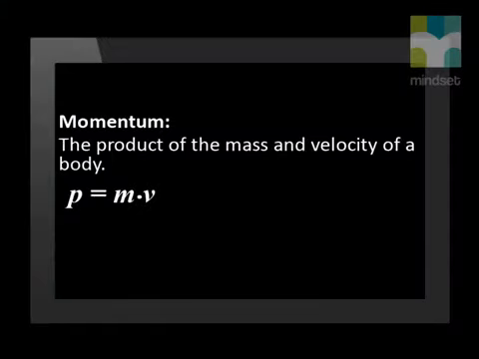Momentum is defined as the product of the mass and velocity of a body. We can write a formula to calculate momentum. p equals m times v. The symbol, lowercase p, represents momentum, m represents mass, and v, the velocity.